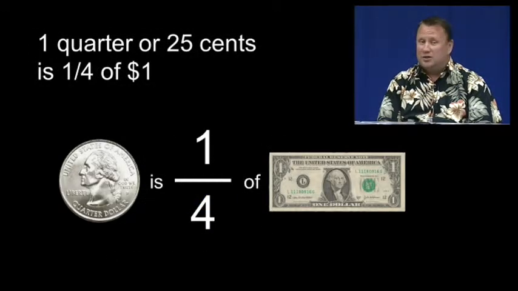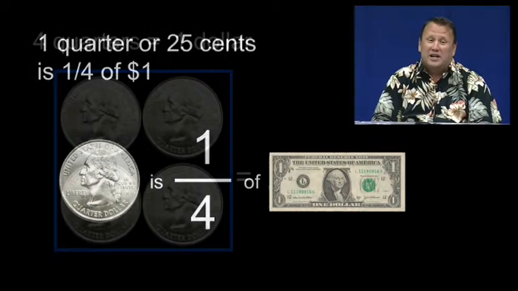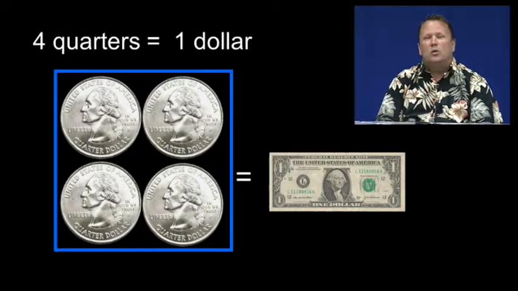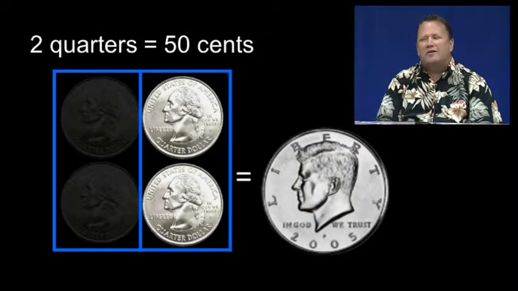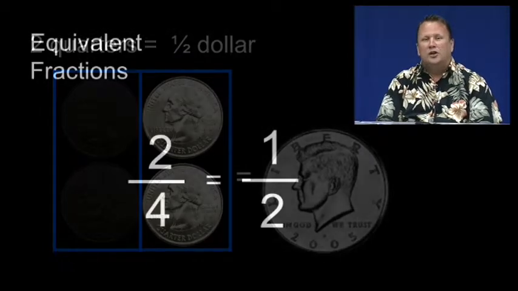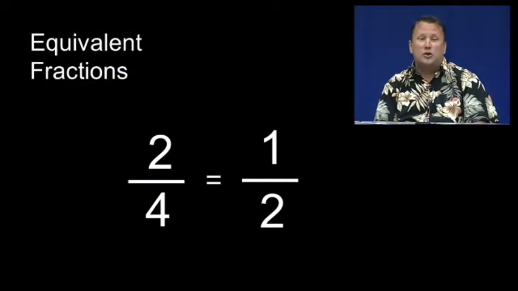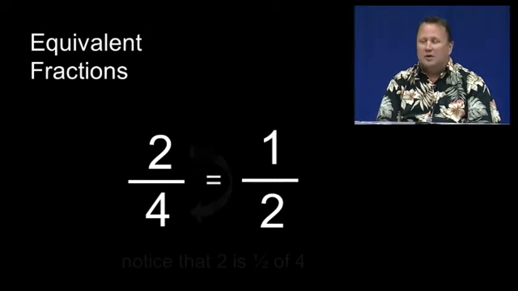1 quarter or 25 cents is 1/4 of $1. That's because it takes 4 quarters to equal $1. If we take half of those quarters, we have 2 quarters equals 50 cents. 2 quarters is 1/2 of $1. So the fraction 2/4 or 2 quarters is equal to 1/2.